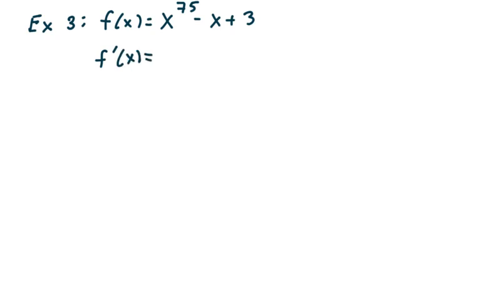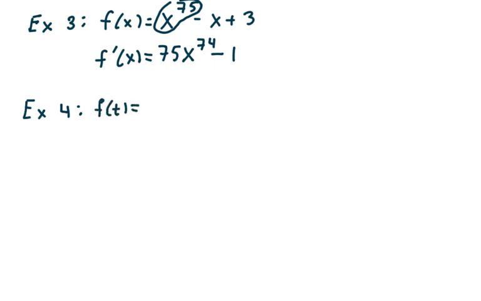So I'm going to go 75x to the 74. I applied the power rule on that first term right here. And then the derivative of x is 1. So I get 75x to the 74 minus 1. And we'll take a look at example 4. Suppose for example 4, I have f of t equals negative 2e to the t, and I want the derivative of f of t.